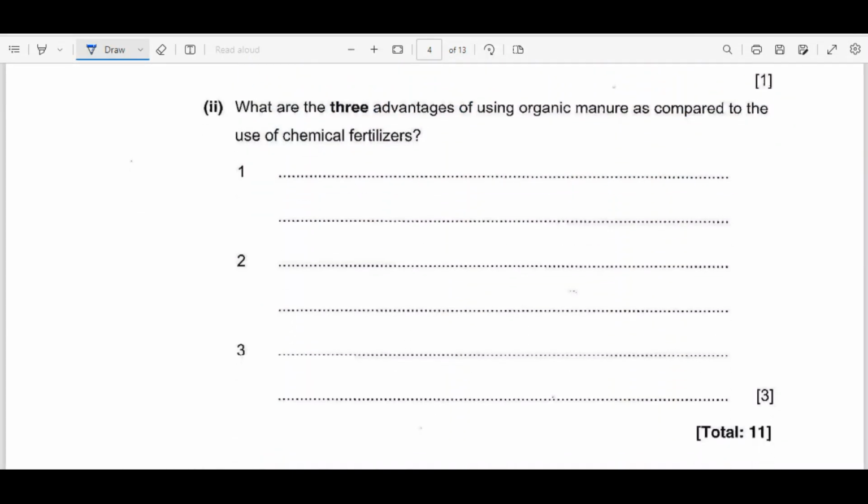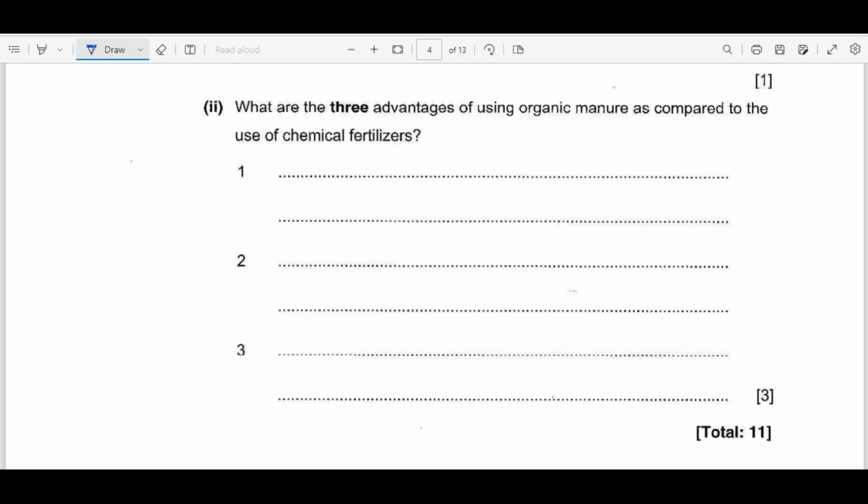Roman number 3, what are the 3 advantages of using organic manure as compared to the use of chemical fertilizers? So chemical fertilizers are fertilizers that are just man-made. Now organic manure improves the structure of the soil and increases its ability to hold water and nutrients. So it increases the retention of water and nutrients.